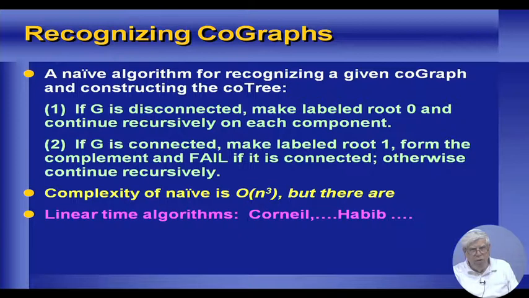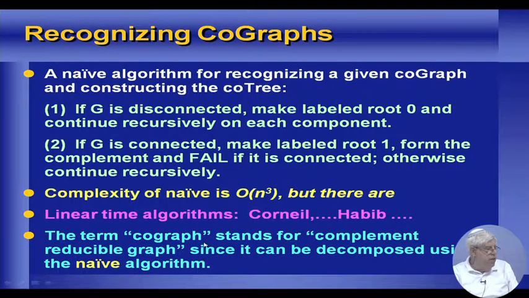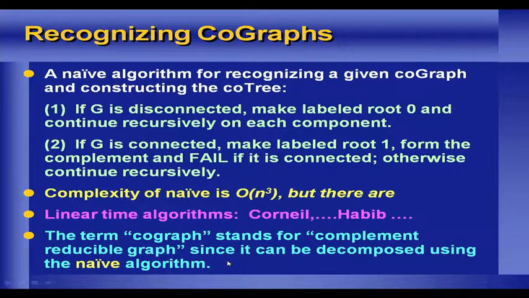But over time, there have been linear time algorithms found by Derek Corneil and various friends of his. In fact, the name cograph stands for complement reducible graph, since it can be decomposed by using this naive algorithm. The name was actually coined by a student of Derek's named Helmut Lerchs, in a tech report that he wrote at the University of Toronto in 1971. Lorna Stewart worked on the problem in the late 70s, and by, I think it was 81, 82, they published their major paper on cographs.